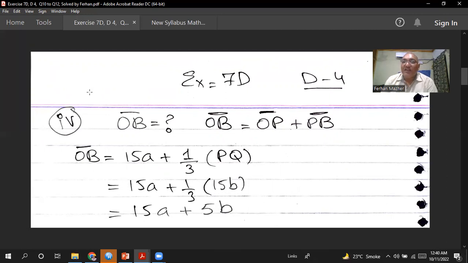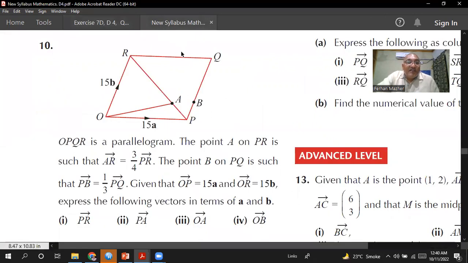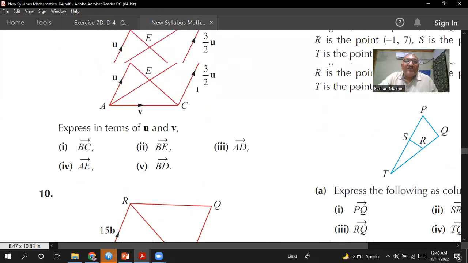The PQ is 15B. So you will have 15A plus 1 by 3 of the 15B, and that will be 15A plus 5B. So this is how you will do question number 10. It's the last part. So hopefully you understand. It's not that simple. If you are also drawing and using the pen and pencil copy with you, then you can understand this. It's simple. Okay, so now we are going to the next question.